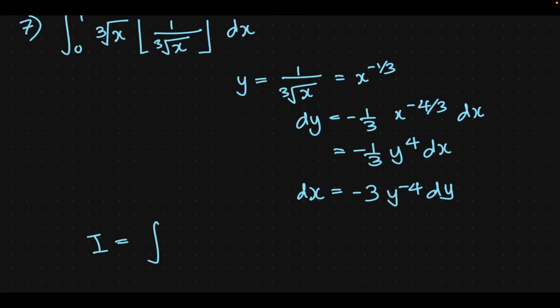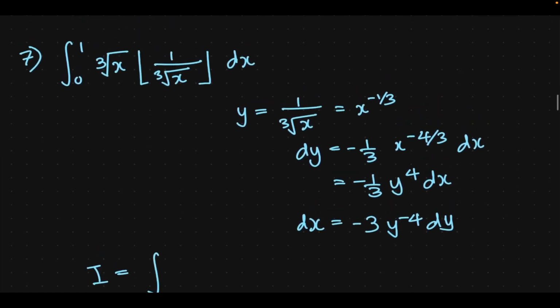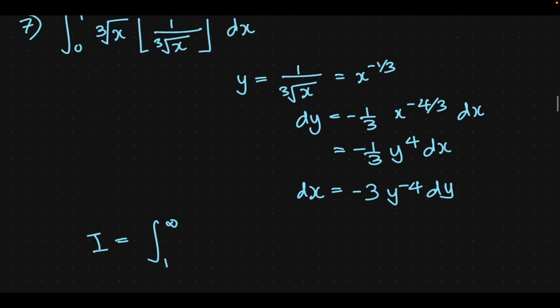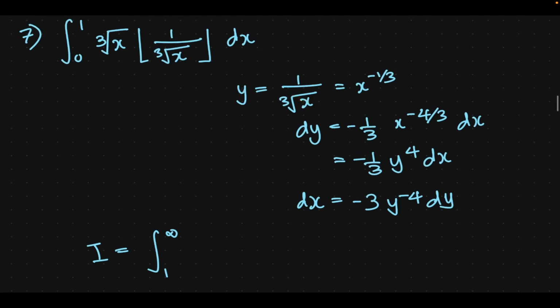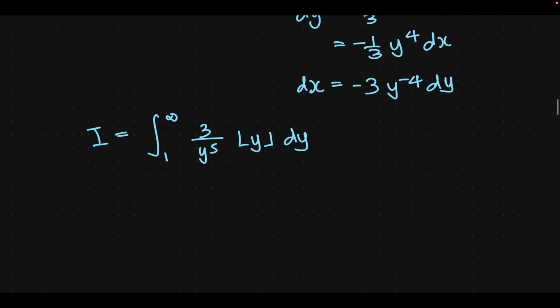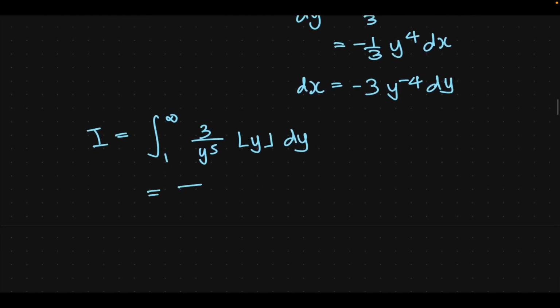So the integral now, if you notice the bounds are going from 1 to infinity, because when x goes to 0, y will go to infinity, and then when x goes to 1, y goes to 1. But then with the minus, we flip the bounds around. So integral 1 to infinity, 3 over y to the 5, floor of y dy.